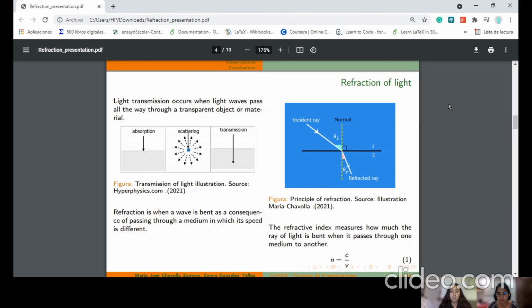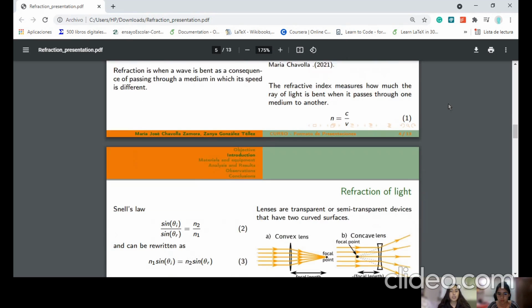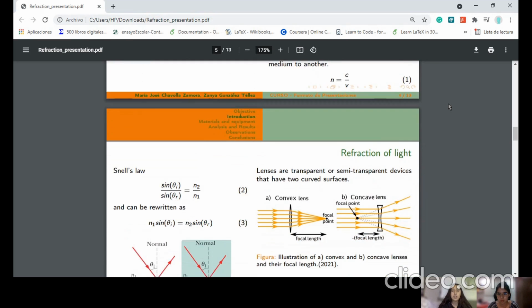As we can see in the second figure, the normal line is always perpendicular to the interface between the two materials or substances. Light that enters at the angle of incidence is refracted and changes direction by the angle of refraction. They will have different proportions because of the different indexes of refraction. The refractive index measures how much the ray of light is bent as it passes from one medium to another. It is defined as the speed of light in vacuum divided by the speed of light in the medium, as can be seen in equation 1, where C is the speed of light in vacuum and V is the speed of light in that medium.